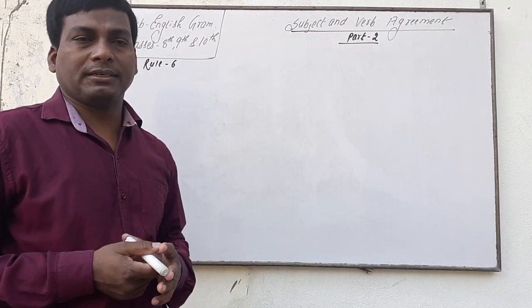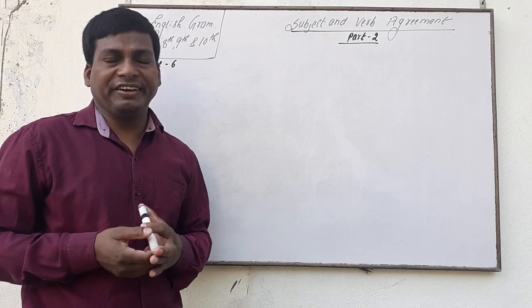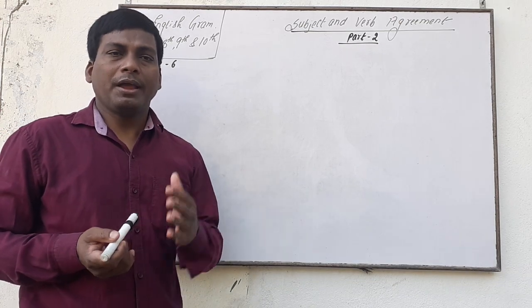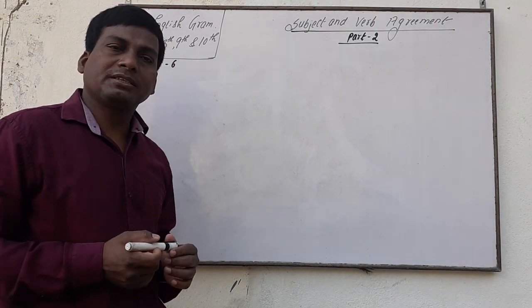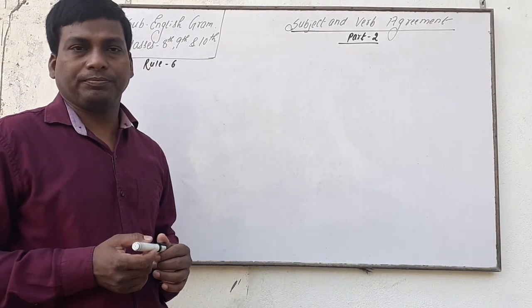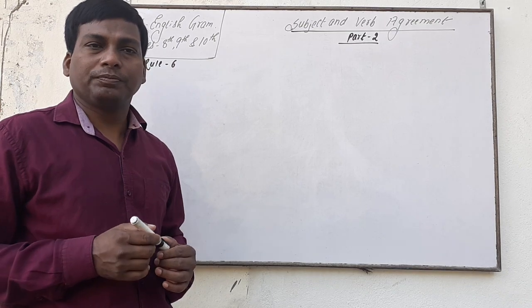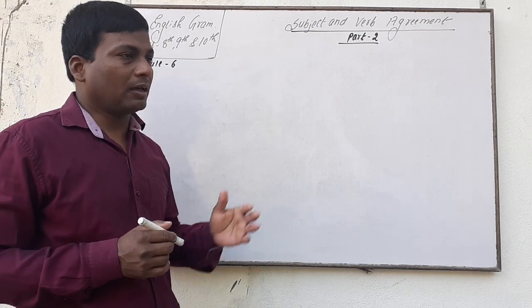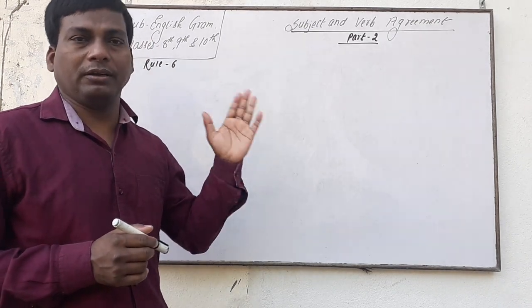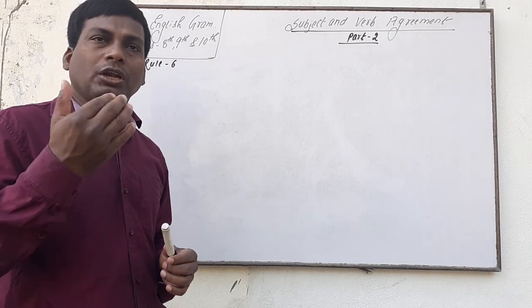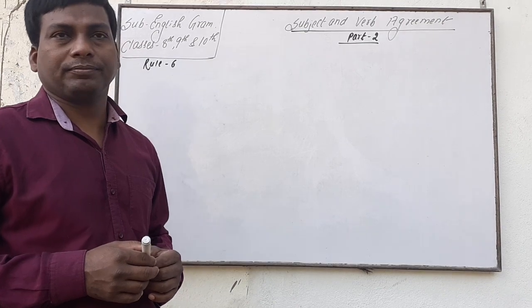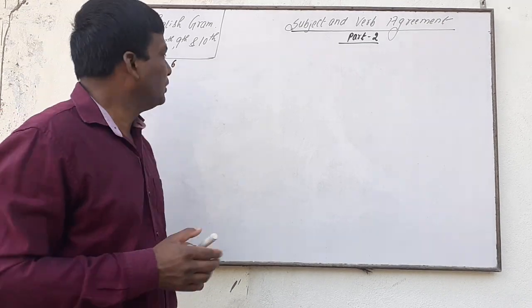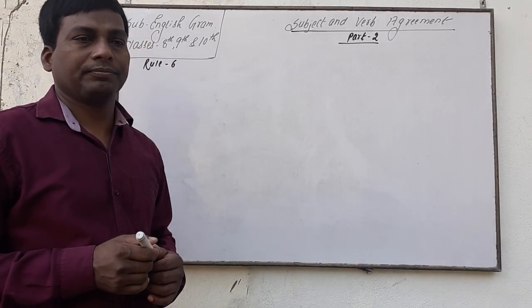Students, you know that in my first video, I taught you up to 5 rules of subject and verb agreement. This video is for class 8th, 9th and 10th. So now I would like to extend it and I will start from rule number 6.